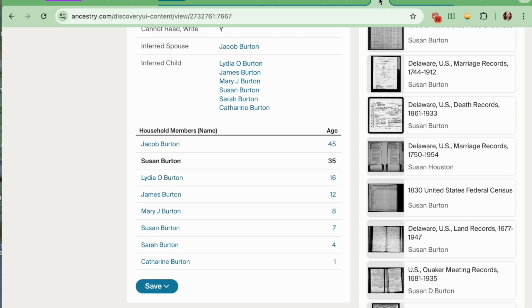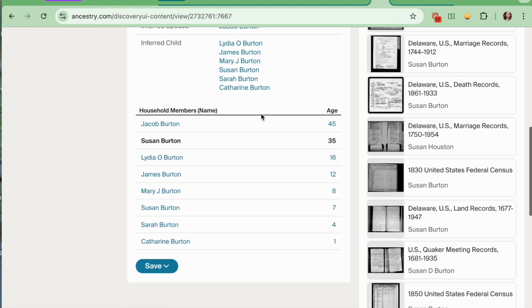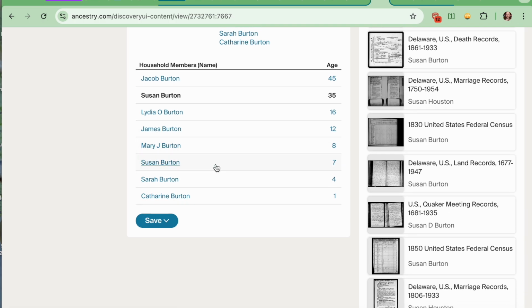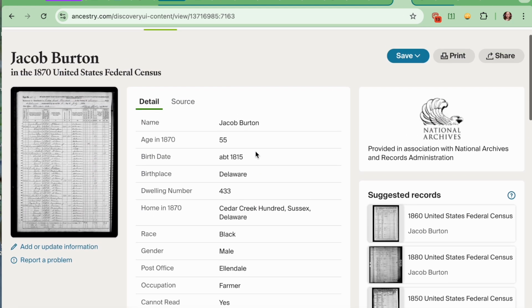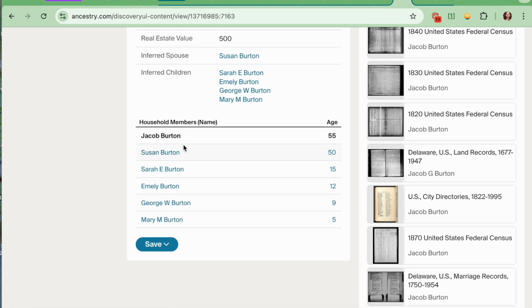So then I found the 1860 census. And here's Lydia, James, Mary, Susan, Sarah, Catherine. Okay, so we do have some slightly different names from the other family. And then here we are with the 1870 census with Jacob and Susan. And there's Sarah. And here's where the Emily or Emma comes in. And then we have George and Mary.